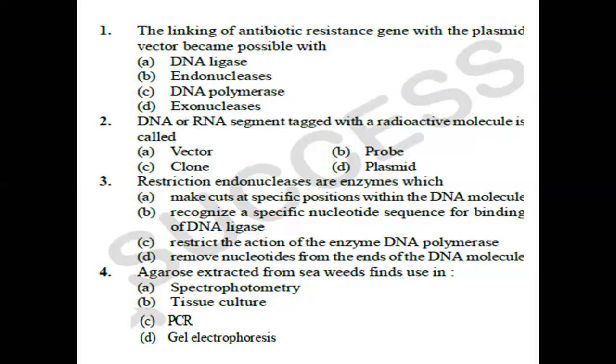Okay, next is the linking of antibiotic resistant gene with the plasmid vector becomes possible with DNA ligase, endonuclease, polymerase, exonuclease. They are saying antibiotic resistant genes have to be linked with the plasmid vector. This can be done by the DNA ligase. Endonuclease is going to break. Exonuclease is also going to break. DNA polymerase is going to synthesize the new strand.